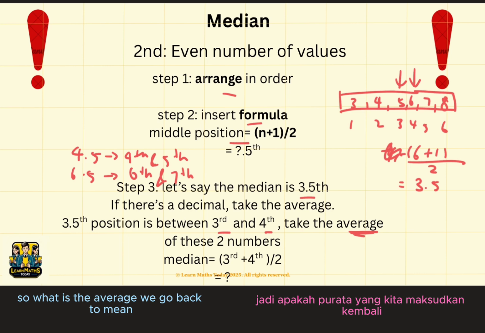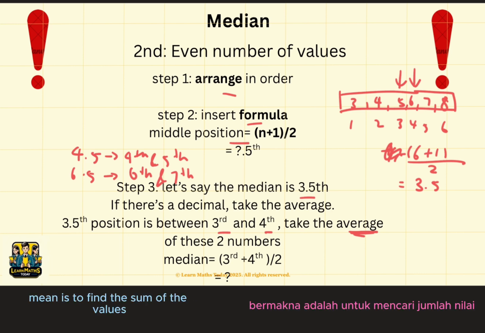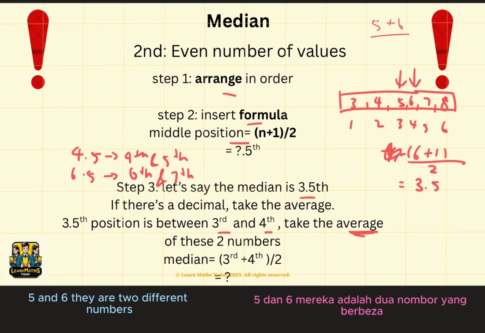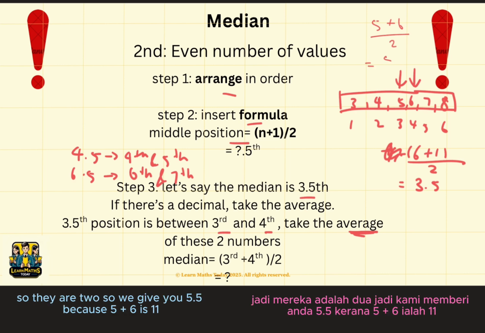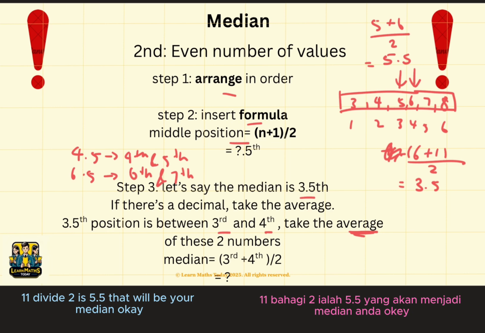What is the average? We go back to mean. Just now we learned what the mean is. Mean is to find the sum of the values divided by the total number of frequency. In this case, the sum of the values will be 5 plus 6, divided by how many times it occurs. 5 and 6 are two different numbers, so there are 2. So it gives you 5.5, because 5 plus 6 is 11, and 11 divided by 2 is 5.5. That will be your median.